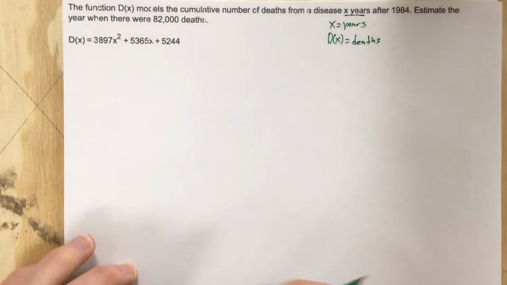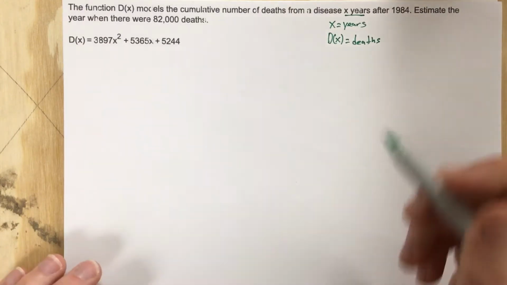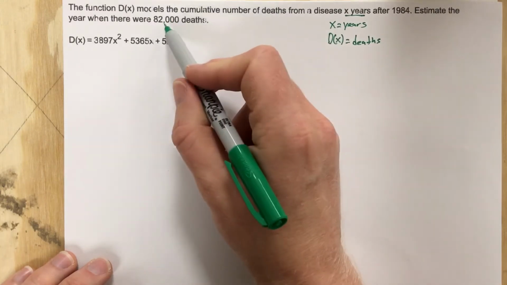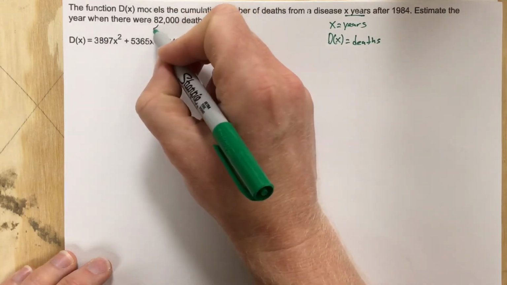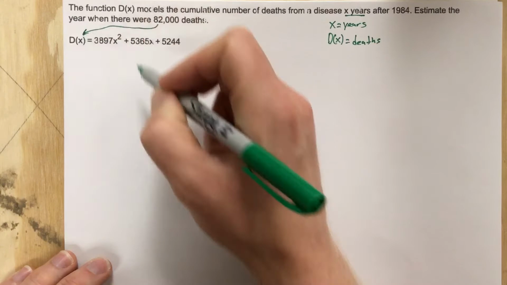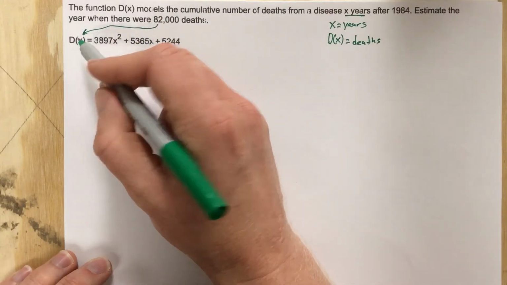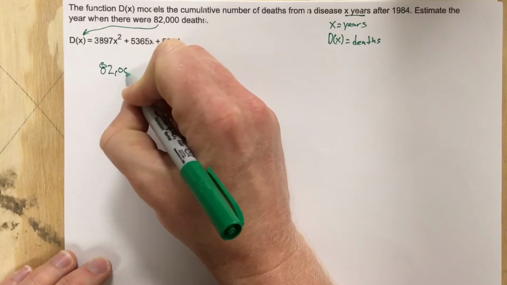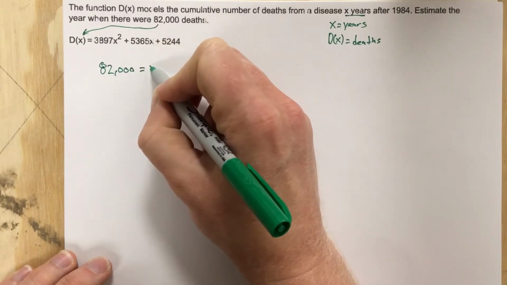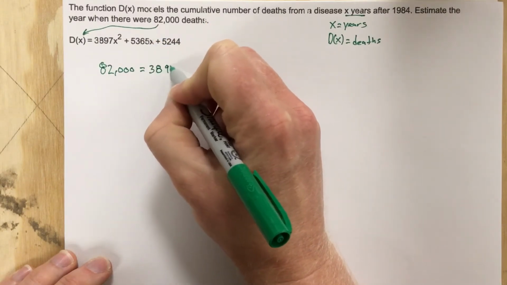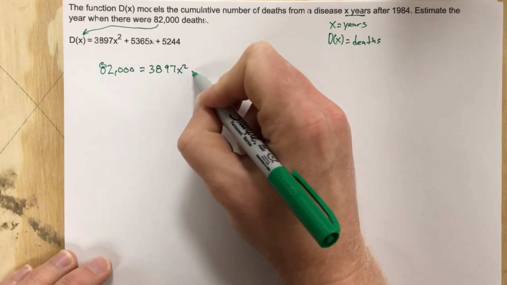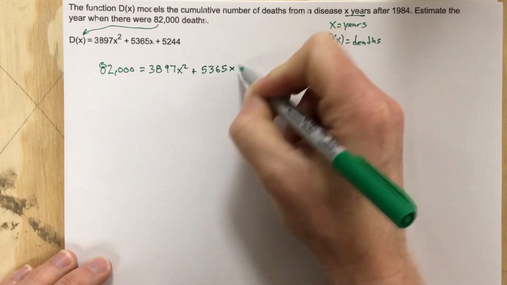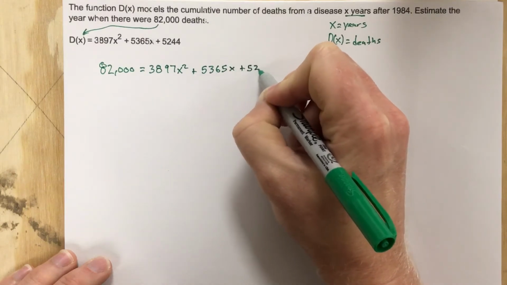So if they want us to estimate the year when the deaths were 82,000, they want us to take 82,000 and plug it in for d of x. Remember, d of x, not just x. So 82,000 equals 3,897 x squared plus 5,365 x plus 5,244.